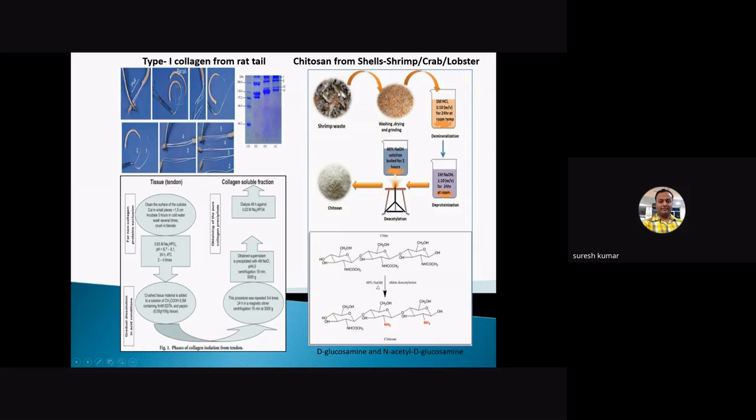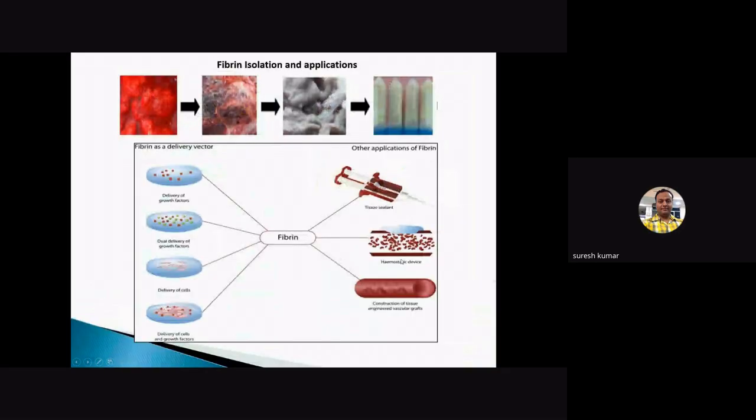The other material which I showed in previous images is chitosan. This is the waste to wealth aspect. The shrimp waste has been collected, washed, dried, and treated with the demineralization process followed by deproteinization. Then we get the chitosan powder. It's nothing but D-glucosamine and N-acetyl D-glucosamine units. This is the polysaccharide. So these are the materials we use.